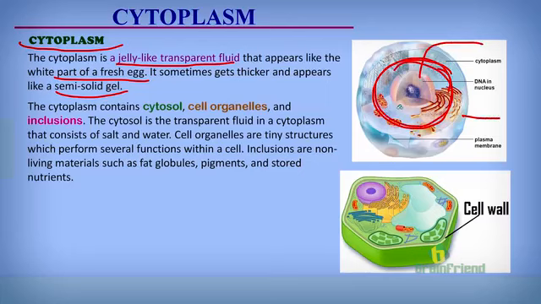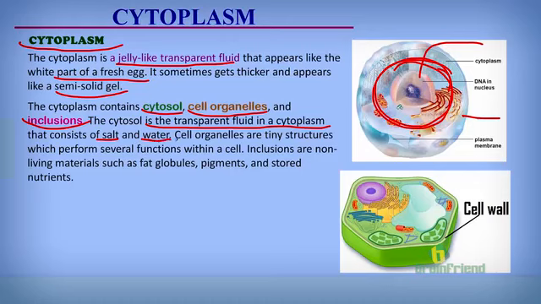The cytoplasm contains three important parts. It has the cytosol, cell organelles, and cell inclusions. All of these are found in the cytoplasm. So it is not just a fluid, it contains several items in it. The cytosol is simply the transparent fluid. So the fluid part of the cytoplasm is called the cytosol. The cytosol consists of salts and water. So it's just a fluid that is made up of salt and water.